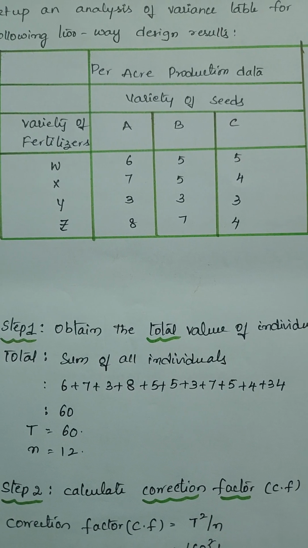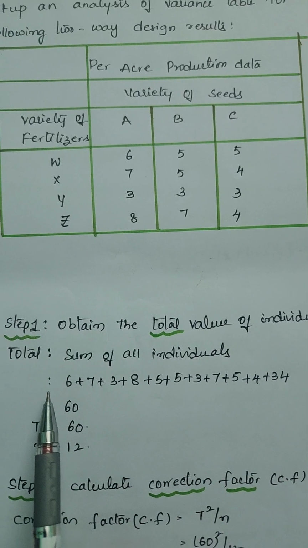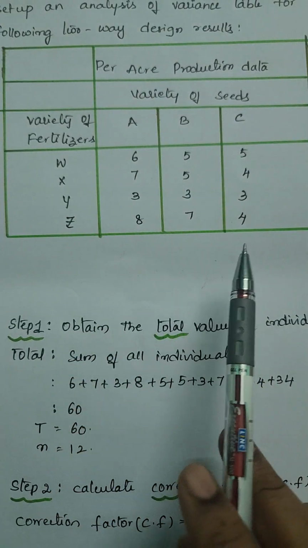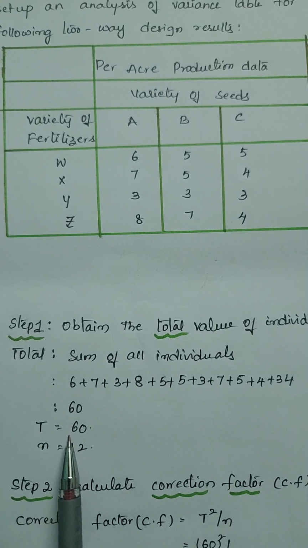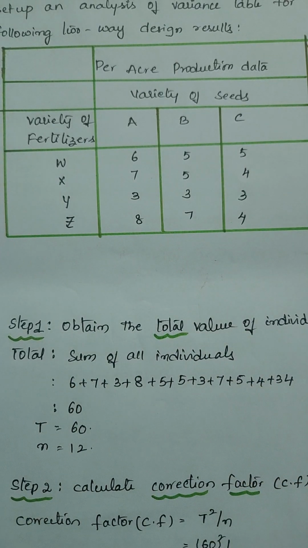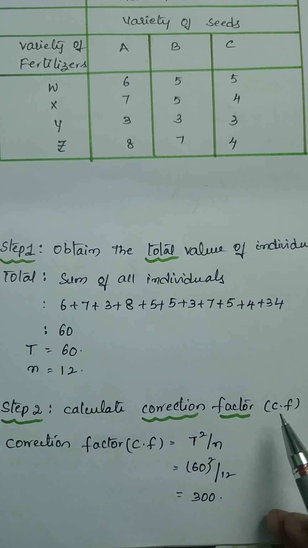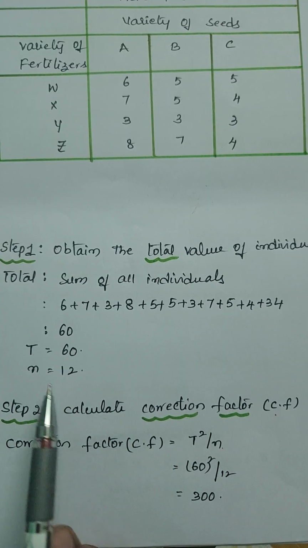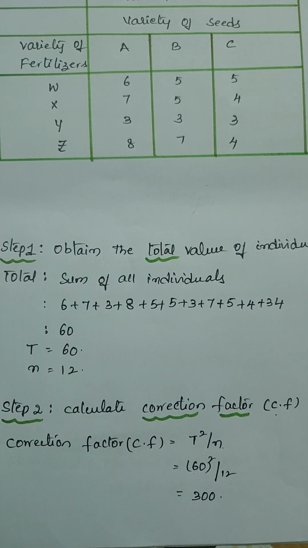In the first step, obtain the total of the individual values. Total is the sum of all individuals, so the sum of all these numbers is 60. It is represented with T. T is 60 and N equals 12, where N is the number of entries here. In step 2, we calculate the correction factor CF. The correction factor is T square by N. T is 60, so 60 square by 12 is 300.